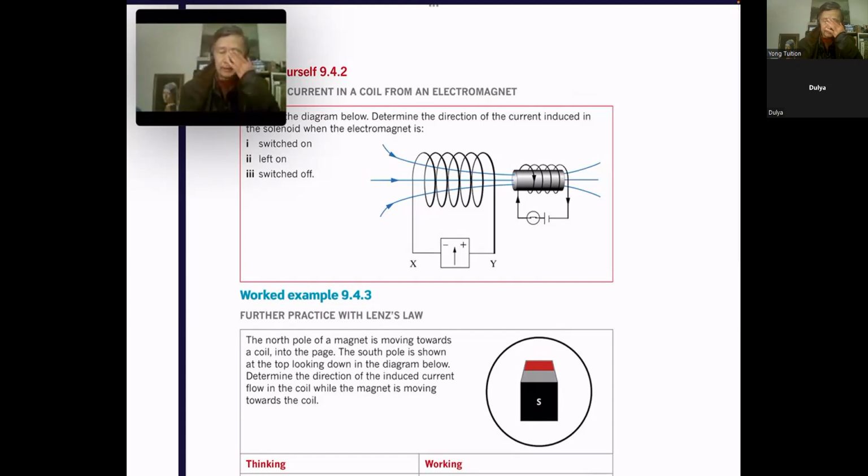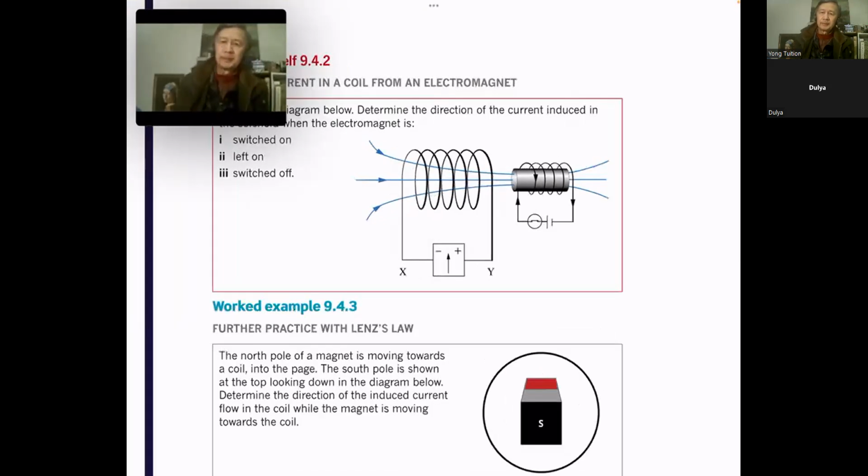Think about it. The induced magnetic field. According to Lenz's law, it would be towards the left, toward the left hand side. That's right, because originally there's nothing. If so, what is the direction of the induced current in the coil?